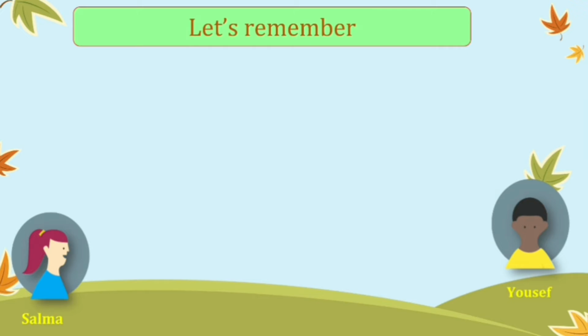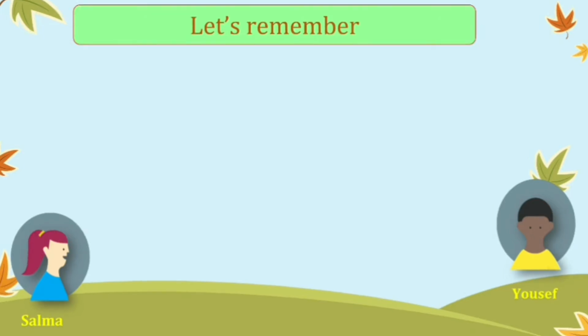Let's remember a few things about grammar that you had in the 7th grade. Let's read the conversation between Salma and Yusuf. I want you to notice the words in red color.